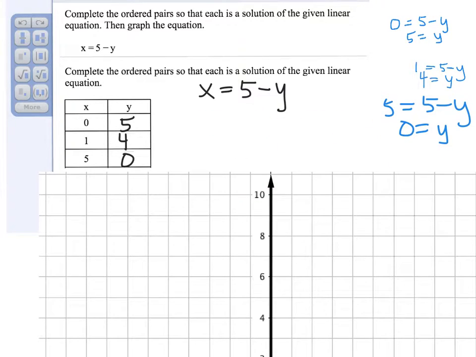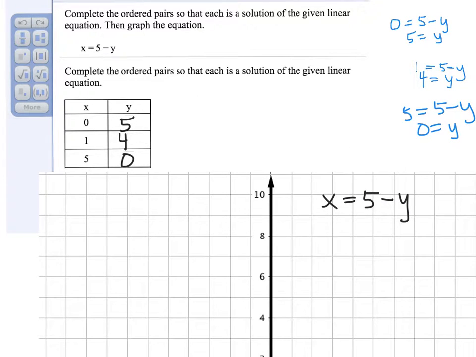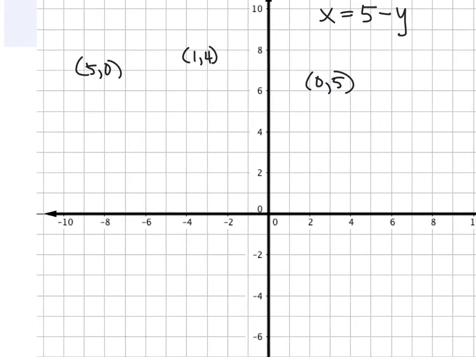And so I'm going to put that way over here, get it out of the way. I'm going to take this guy and move it over here. And here are our ordered pairs. 0, 5. Then we have 1, 4. And then we have 5, 0. So those are our 3 points that we need to graph.